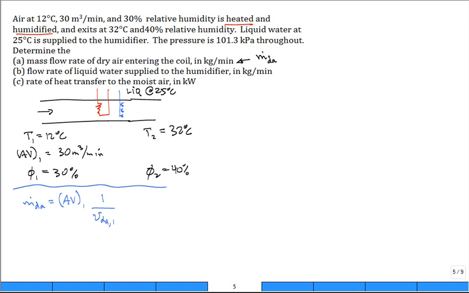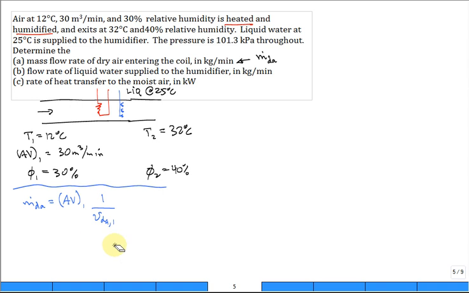But how can you tell? If you say, how do I remember this? Remember your units. Check your units, right? And so the units for this term are meters cubed per minute, and this one would be meters cubed per kilogram for the specific volume. And that would give us, oh good, the kilograms per minute that we're looking for.